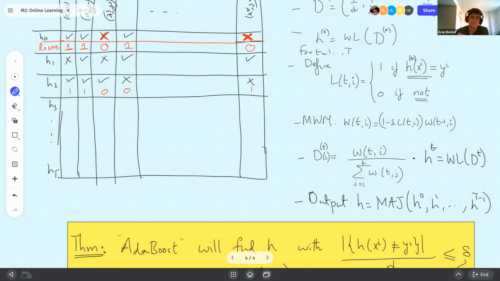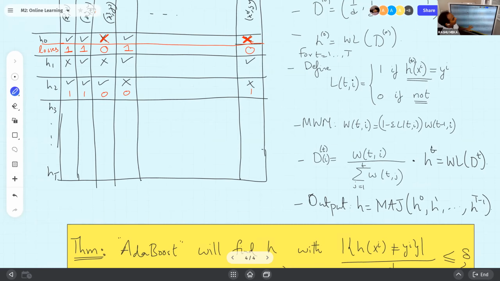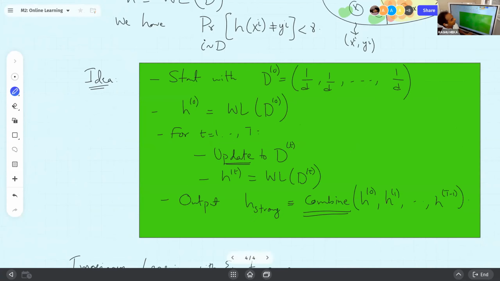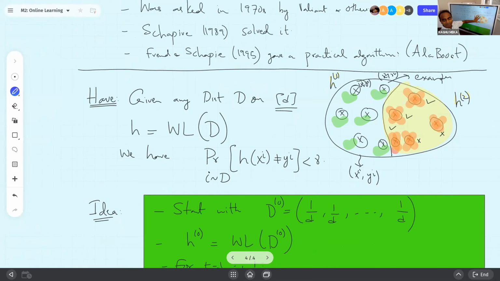In some sense, that's why we don't make such a harsh update. We do a multiplicative update. Instead of zeroing out the weight on the things that you are correct on in the previous round, you decrease the weight a little bit and then you increase here and so on.